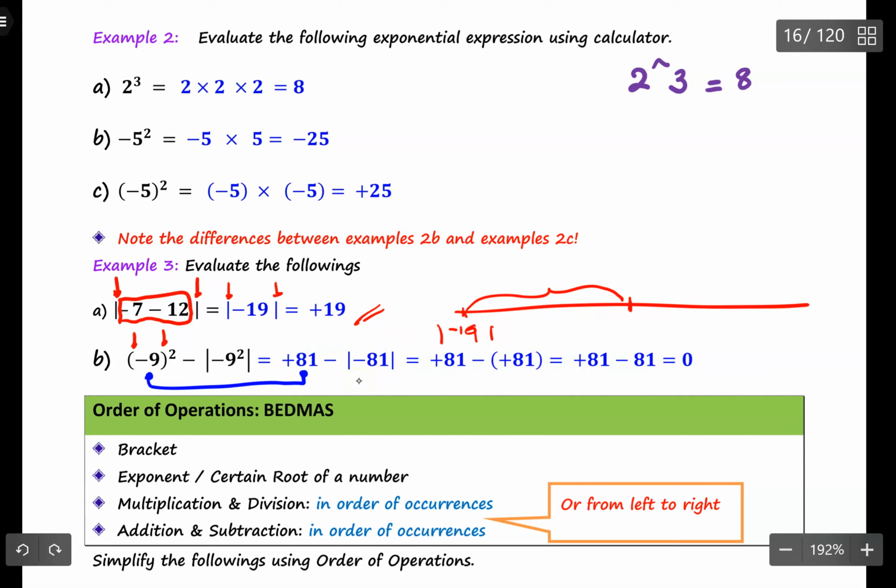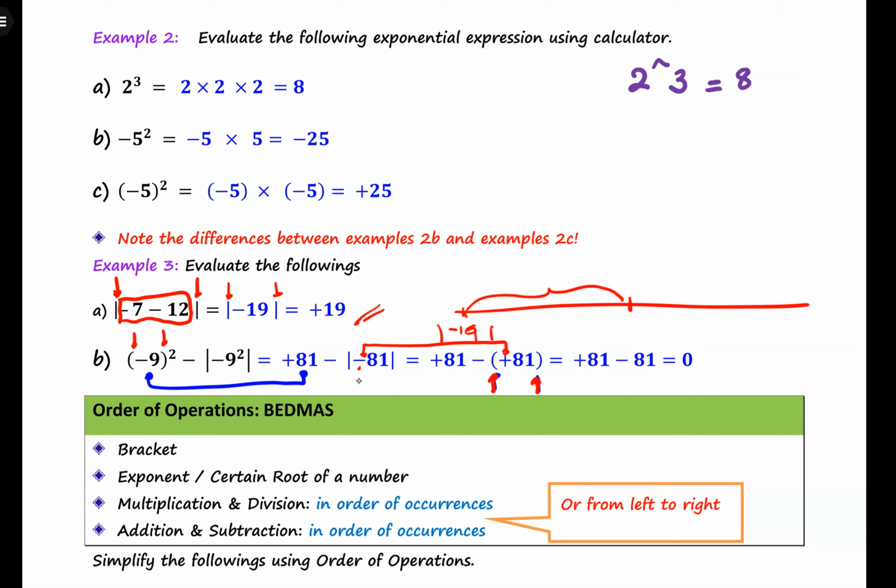Alright, okay. So my next step, you see that I change that into a normal bracket and turn this negative into a positive. Okay, because I dropped the absolute value sign, turn that into a normal bracket, then I have a positive 81. So in this case, now you see positive 81, subtract positive 81, so positive 81 subtract 81 will give me the answer as 0.